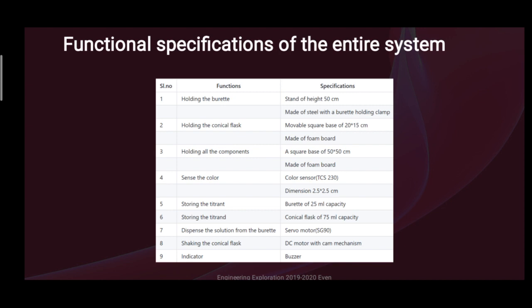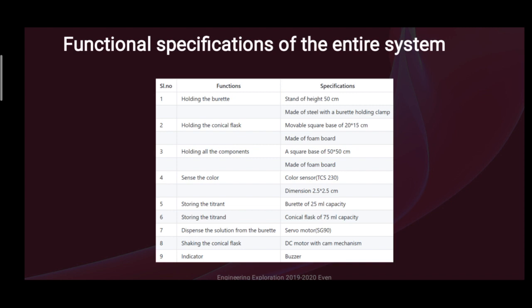After that, for holding the conical flask, it is a movable square base with a 20 by 50 centimeter made of iron board. After that, for holding all the components, we are using square base of 50 by 50 centimeter made of foam board. And for sensing the color, we are using color sensor TCS230 with the dimensions 2.5 by 2.5 centimeter. After that, for storing the titrant, we are using burette with a 25 ml capacity, and for storing the solution, we are using conical flask of the 75 ml capacity.